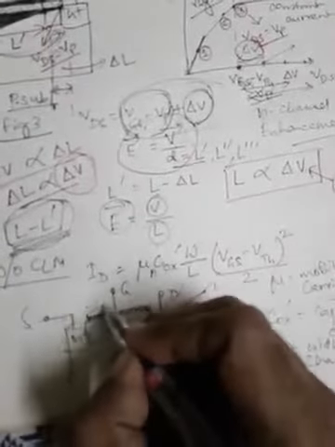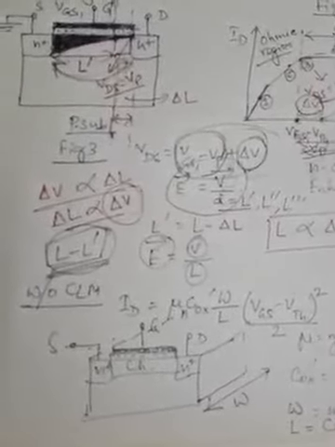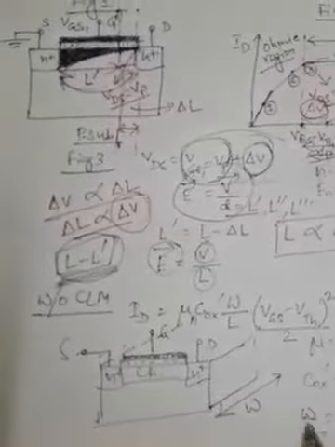W is, if we consider this type of device as three-dimensional in its construction, then W is nothing but the depth, or we can say the width, of the device. So this is W. It is one of the dimensions of the MOSFET. So that W is this one.